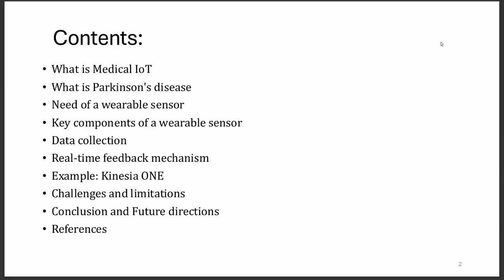Okay. So first we are going to know what is actually medical IoT. So the full form of IoT is Internet of Things. And then we will get to the part where we would find out more about Parkinson's disease. We will also know what is basically a wearable sensor and what is the need of a wearable sensor. Then we will get on to the key components of the wearable sensor. Then we'll find out how the data is collected by it and how it provides real-time feedback to the applications and the cloud software or to the healthcare providers or wherever it is needed.